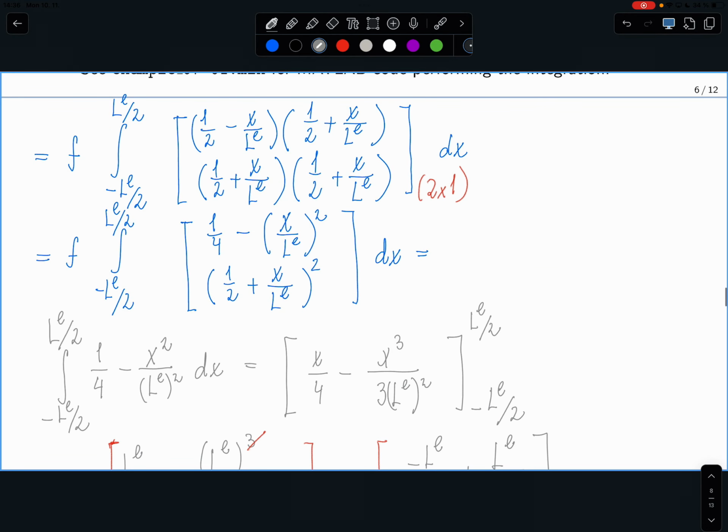But what I get as a result is this function f. Here this is multiplying LE over 6, and this is the result, right?